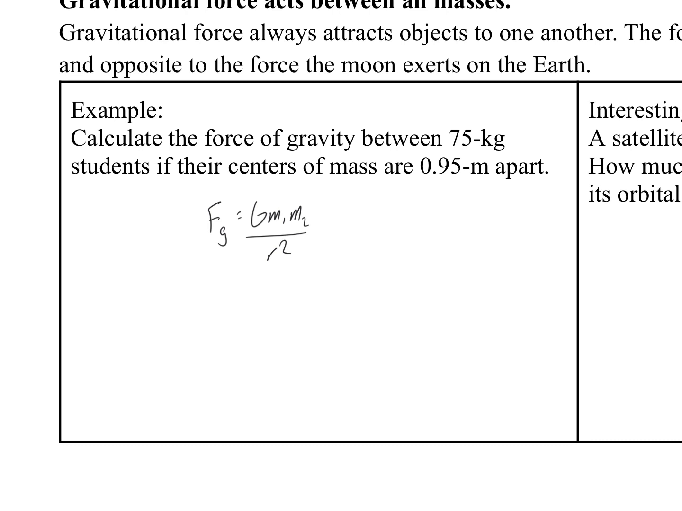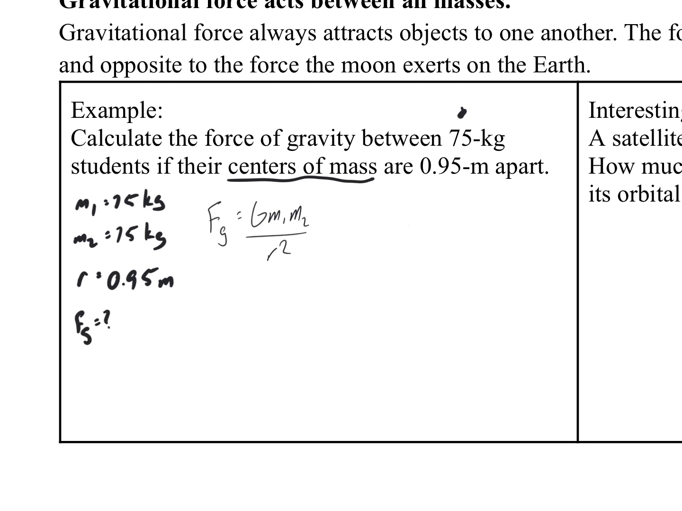And we know the two masses are 75 kilograms. So let's write off to the side real quick what I know. I know each mass is 75 kilograms, so make sure I know what the masses are. The radius, in this case the centers of mass, it gave it pretty straightforward there. So it's 0.95 meters. And we're looking for the Fg. And we know the given big G is that 6.67 times 10 to the negative 11th number. So let's go ahead and plug everything in here.